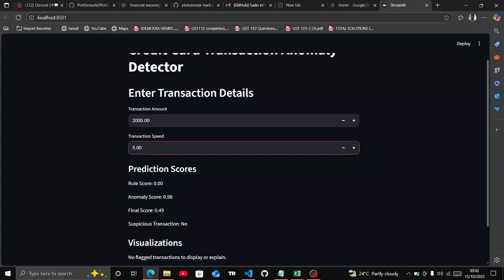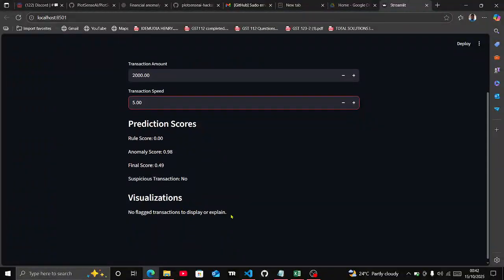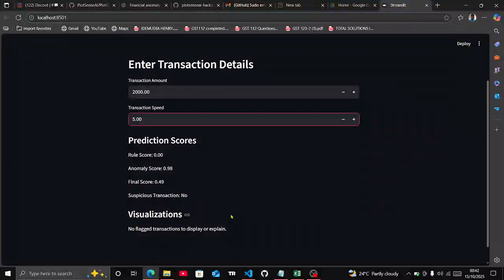So the suspicious transaction is no. The way the system is, if this final score is greater than 0.5, it's going to be flagged. But here we have a final score which is less than 0.5, so this transaction is legit. So there's no flagged transaction to display or explain. That is a normal transaction, and the final score indicates a legit transaction.